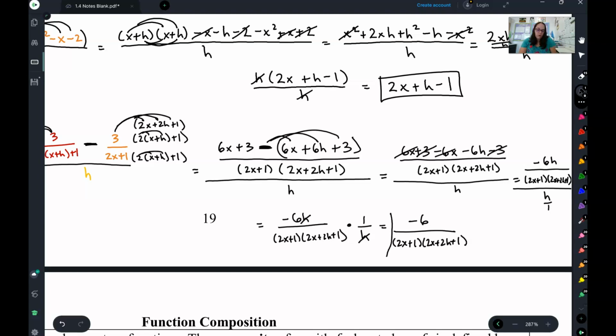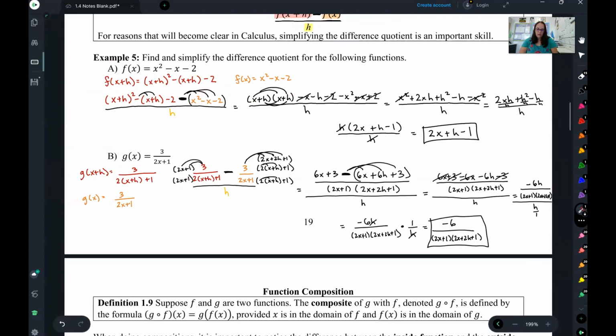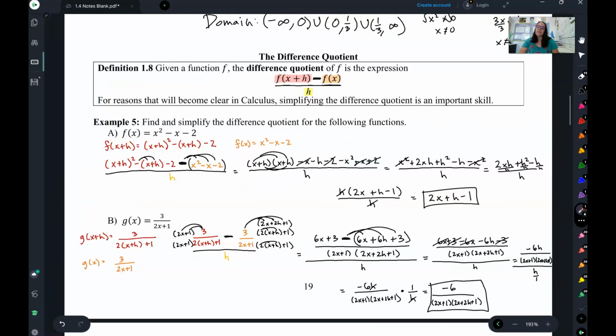You could FOIL out that denominator. I actually wouldn't because you don't really need to. In calculus, we would prefer to leave it like this for what the next step is. So there we go. There is your difference quotient.